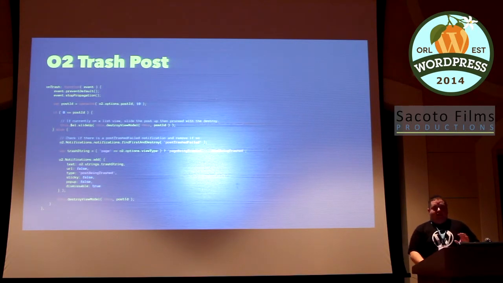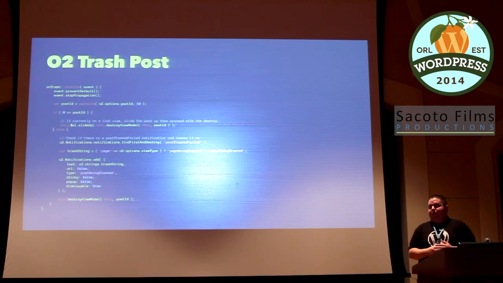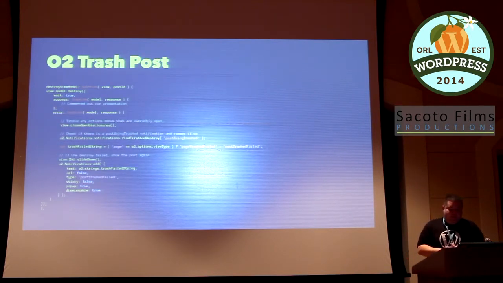if we're on a single post, we want to wait in that case, because you don't want to slide up a post and there not be content on a single page. But if we're on a blog listing, like the index or a category, anything like that, we can go ahead and safely slide it up. So in this case, what we're doing is we slide up the post, and then we attempt the destroy view model, and this is using Backbone.